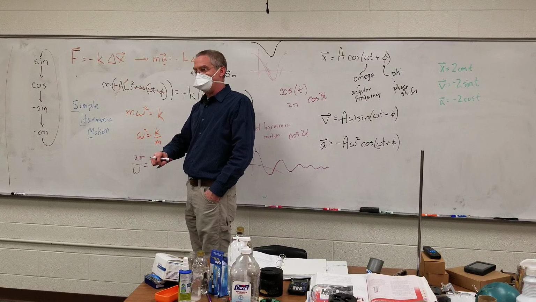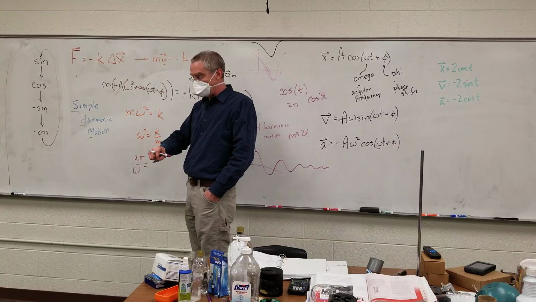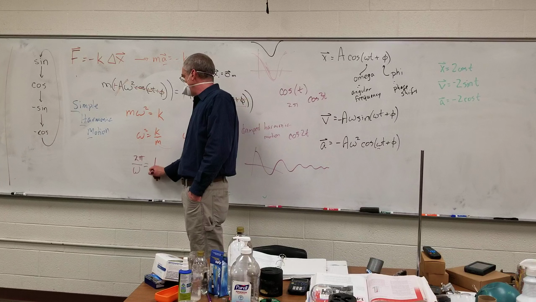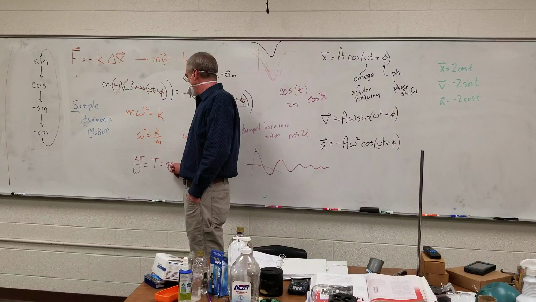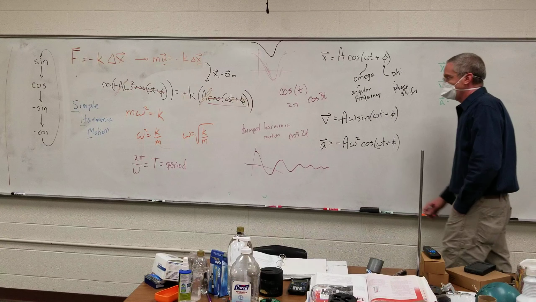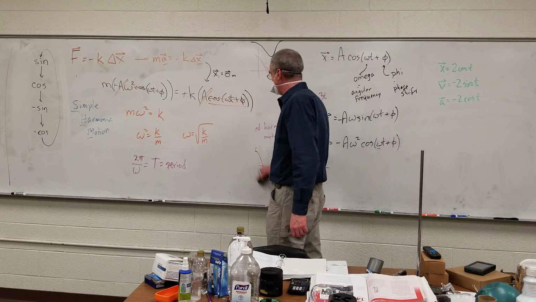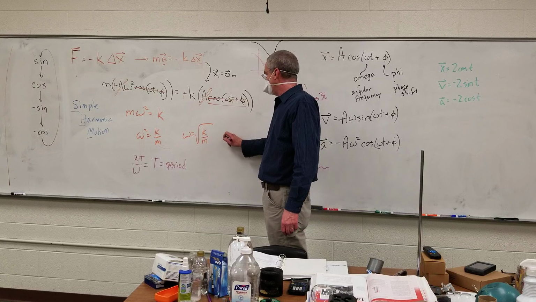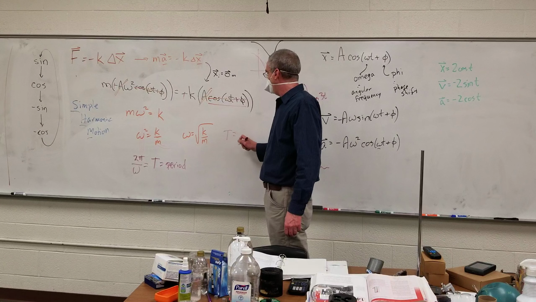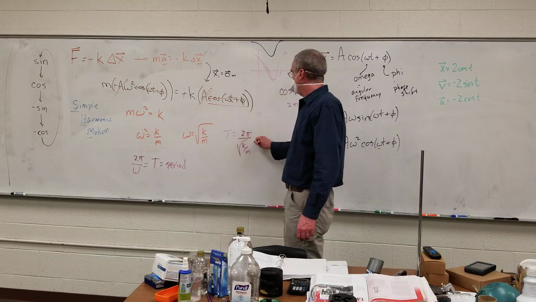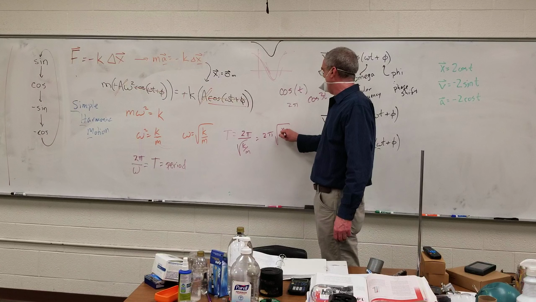The amount of time it takes for repetitive motion to repeat itself, or to produce one wave, is known as the period. And so now, for something in simple harmonic motion, we have another formula. The period is equal to 2 pi divided by the square root of k over m, which is 2 pi times the square root of m over k.